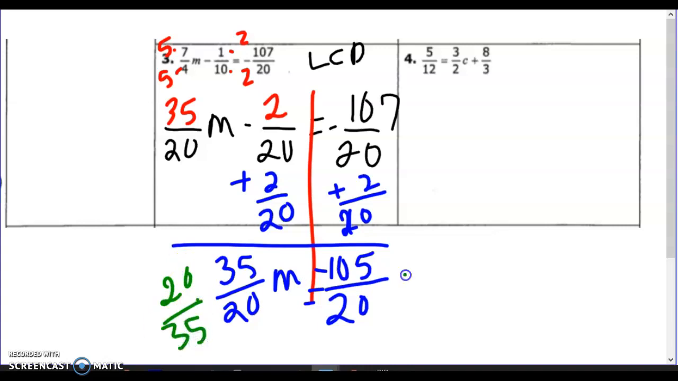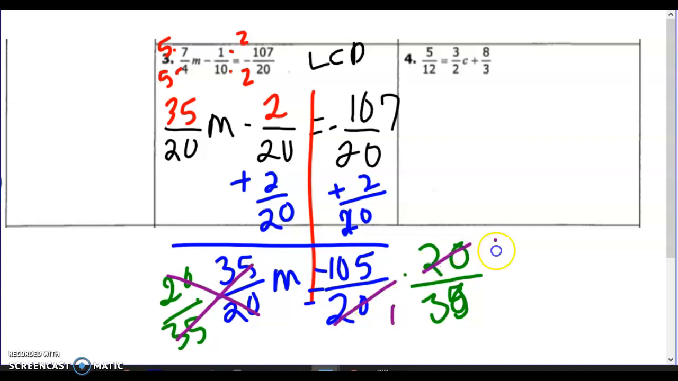You might think to yourself, couldn't I simplify? Yes, you should. But, oops, that's a 35. Look at this beautiful thing that's happening. So that cancels to 1, so I've got 1m. The 20 cancels with the 20.